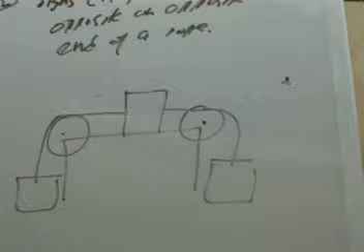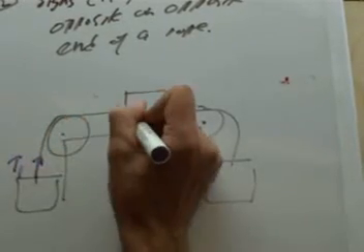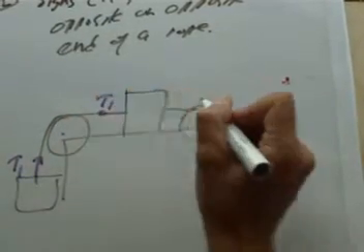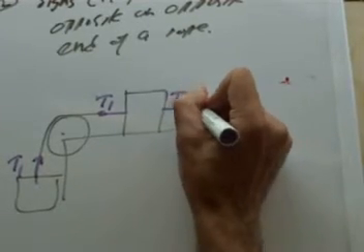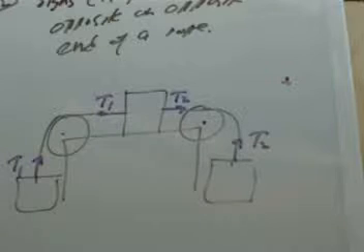The lesson is that tensions always pull away from the points of contact. We can do that first. We can call that a T1, and that a T1. We can call this a T2, and this a T2. The reason they're T1s and T2s is because they're different ropes. They can't have the same symbol.